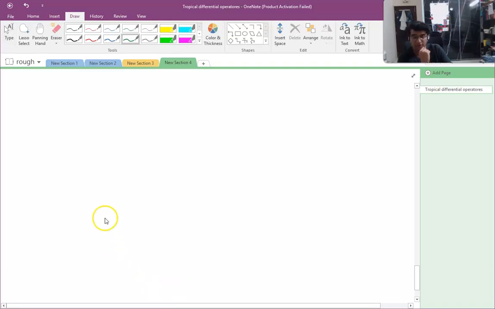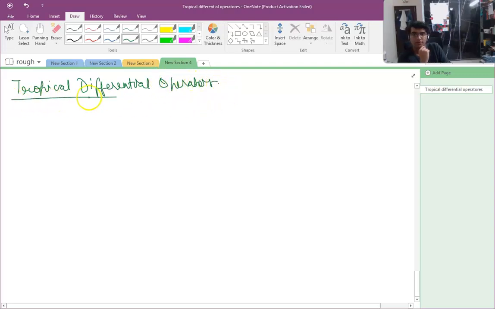Now we're going to talk about the tropical part. So we've just talked about differential operators, right? So far we've talked about differential operators. That's okay. We understood that. Now we need to talk about tropical. So what does tropical mean?